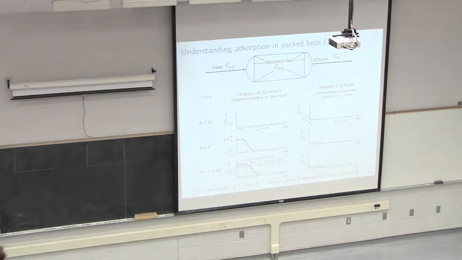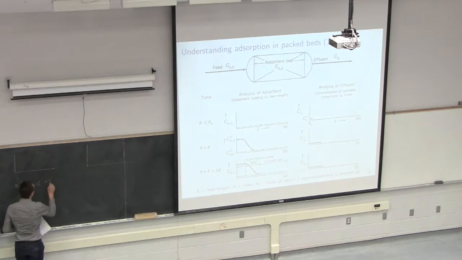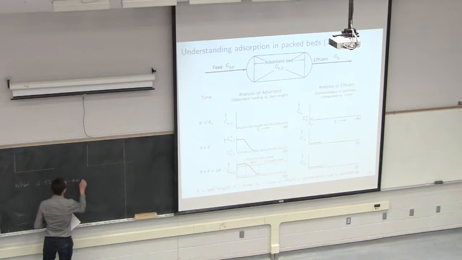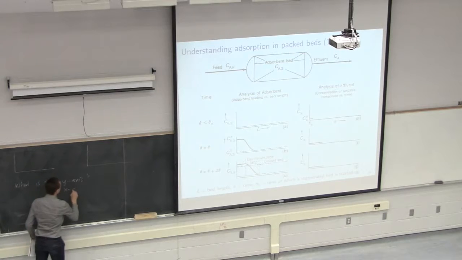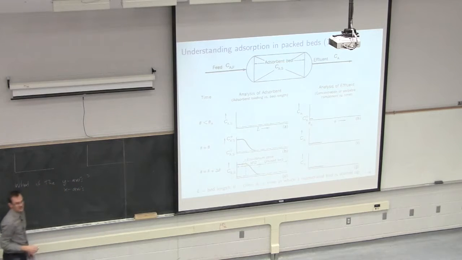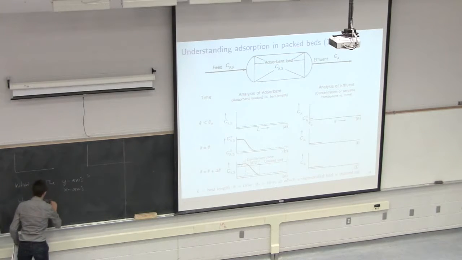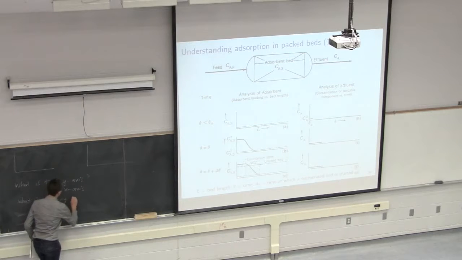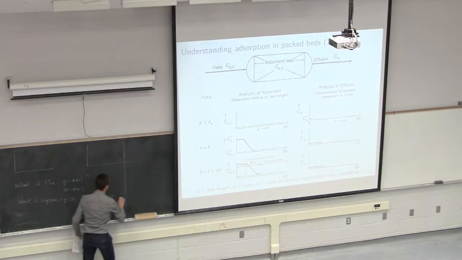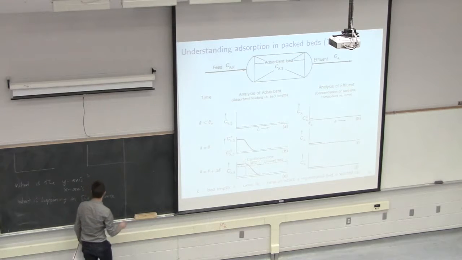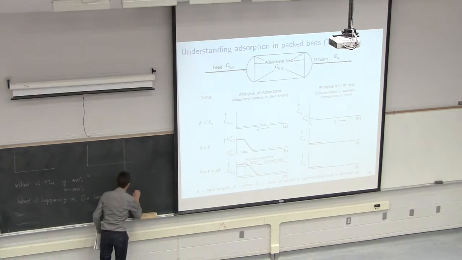Now, the questions I want you to ask is, what is on the y-axis? Okay, so answer that question first. What is on the x-axis? Answer that question next. And then thirdly, what is happening on the sequence of the plots? Okay, so the plot has a definite sequence to it. What is happening on the sequence of plots?